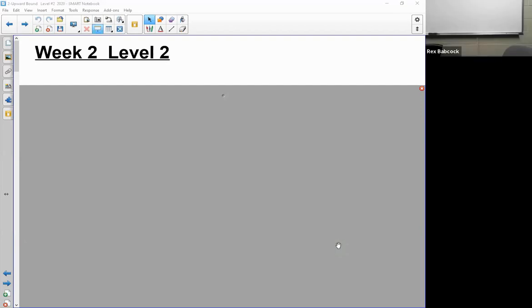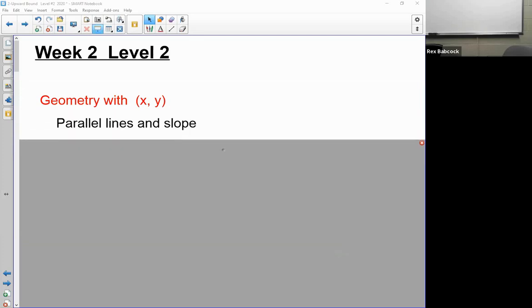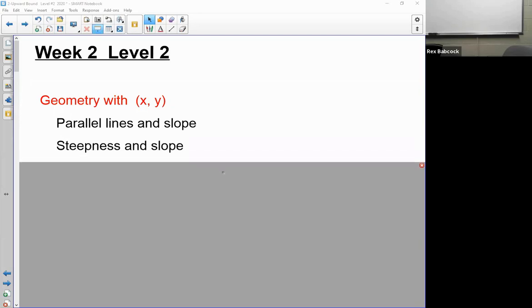Okay, week two, level two. We're going to look at geometry today on the X and Y axis, do some things we've already done in the past, but see how they look with the coordinate system. The first topic, parallel lines and slope: how we tell that lines are parallel in the coordinate system with slope. The steepness and slope, what that means, we should know.